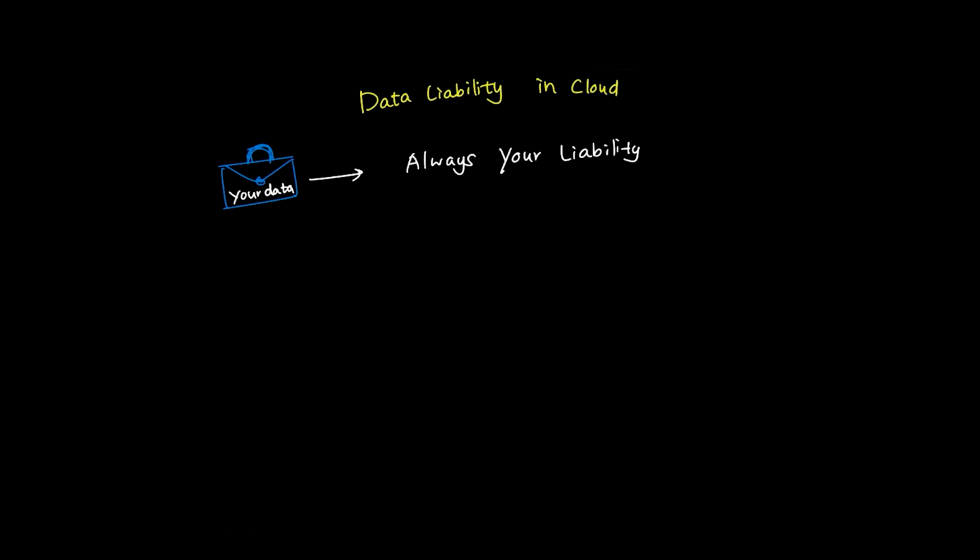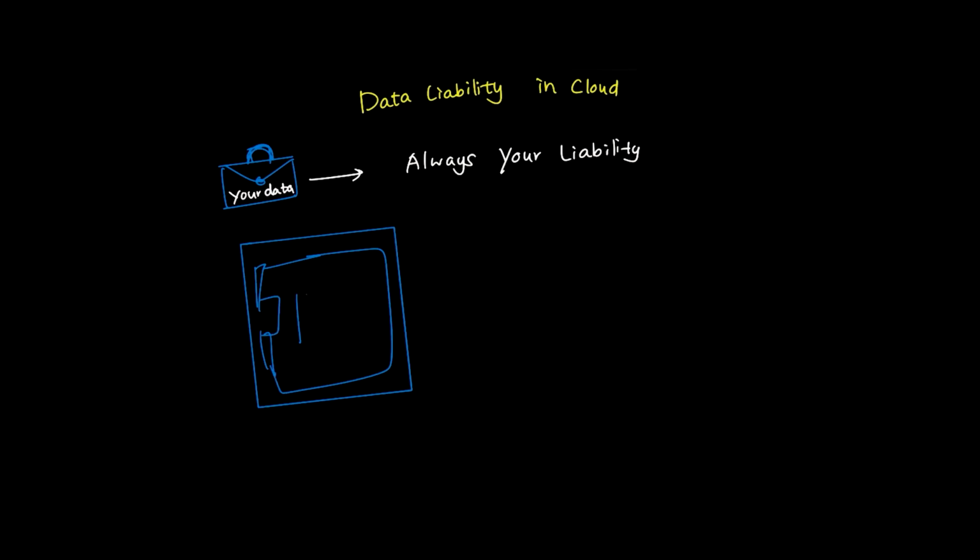Understanding data liability in the cloud is absolutely fundamental to cloud security. Here's the crucial principle. No matter where your data lives or who manages the infrastructure, you as the data owner always retain ultimate legal liability for that data. Think of it like owning a valuable painting. Even if you store it in a bank's vault with their security guards and alarm systems, you're still the legal owner responsible if something happens to it.